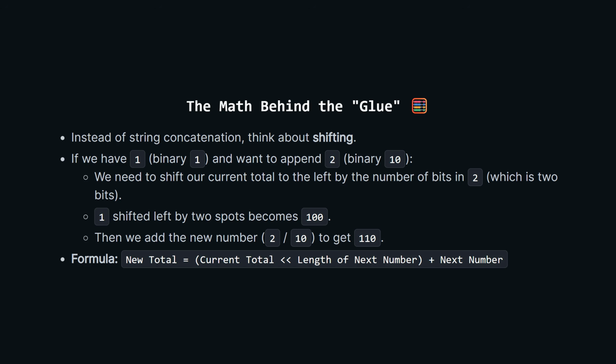Instead of thinking about gluing text, let's think about making room for the new bits. If our current total is a 1, and we want to attach a 2, which is 1 0 in binary, we essentially need to slide our current total to the left to make empty spaces. We slide it left by the exact number of bits in the new number, so one sliding left 2 spots makes room for the new digits. Then, we just add our new number into that empty space. This is much faster than string operations.